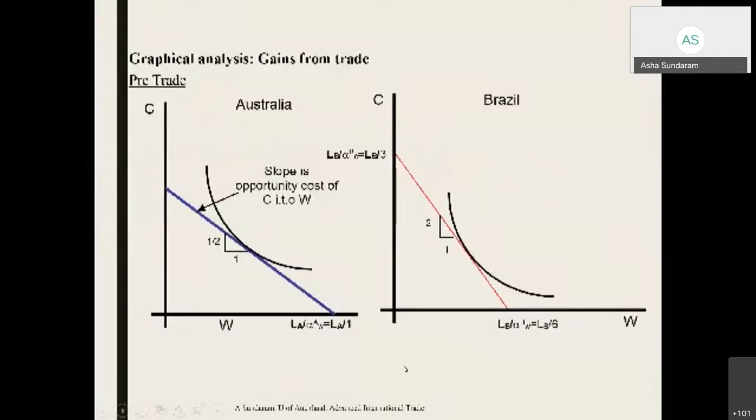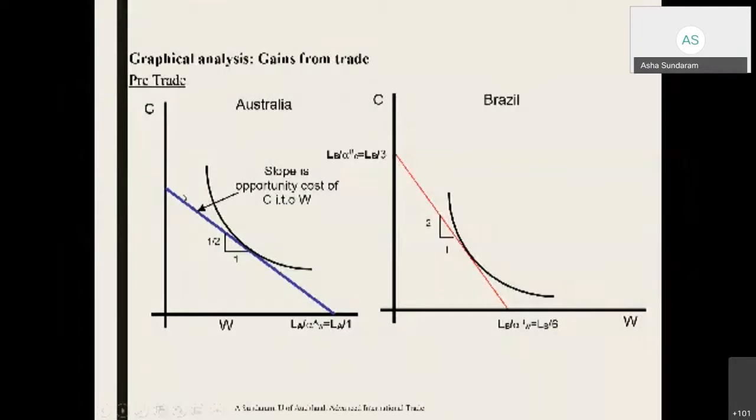So let's look at the Ricardian model graphically. I'm going to graph the two countries here. We have Australia on the left, Brazil on the right. We have wool on the x-axis, coffee on the y-axis. Can anyone tell me what these blue and red lines are? What do they denote? They're giving us essentially the slope of these lines.